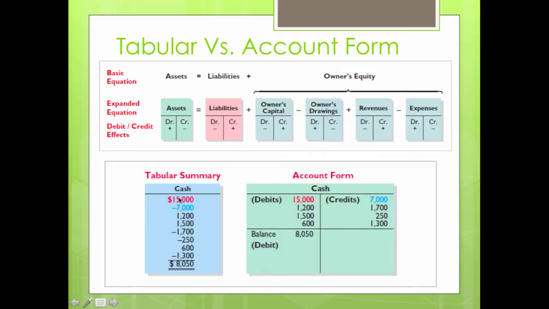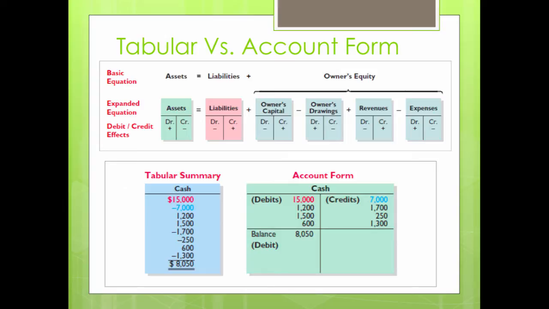So you can see we have positive 15,000, which was deposited. Then we took out 7,000, perhaps to pay for something, and so on and so on, and then we determined the balance to be 8,050. Okay?